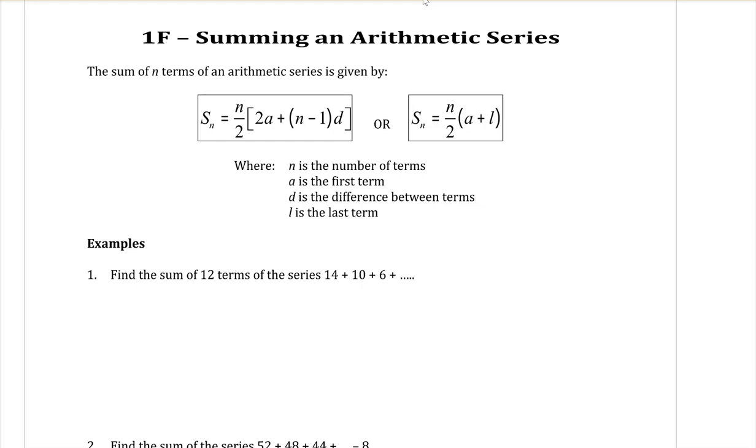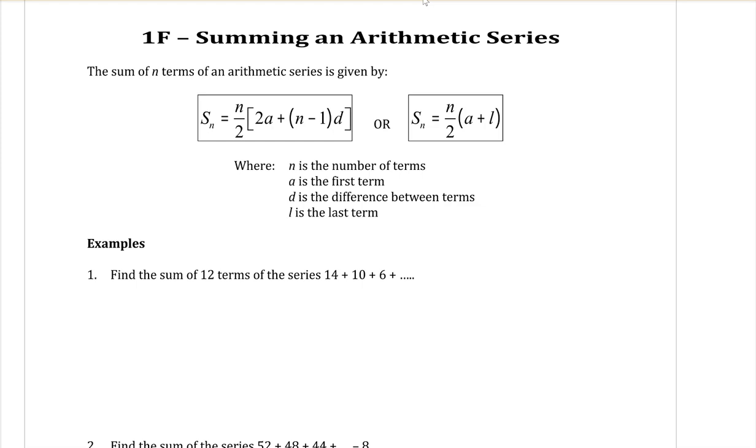So when we are summing an arithmetic series, there are two formulas that we're going to be using. First one is probably the one I use the most. S of n equals n over 2. We've got two sets of brackets here, so we have square brackets around the 2a plus n minus 1 brackets d. So you see there is quite a lot of similarities in that one with the term expression that we have.